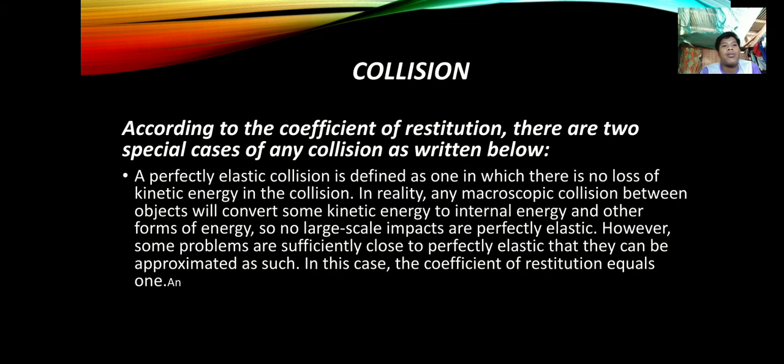According to the coefficient of restitution, there are two special cases of any collision as written below. First, a perfectly elastic collision is defined as one in which there is no loss of kinetic energy in the collision. In reality, any macroscopic collision between objects will convert some kinetic energy to internal energy and other forms of energy. So no large-scale impacts are perfectly elastic. However, some problems are sufficiently close to perfectly elastic that they can be approximated as such. In this case, the coefficient of restitution equals 1.